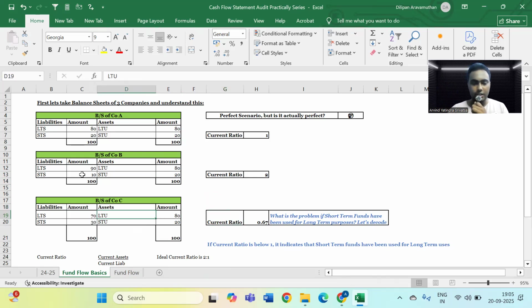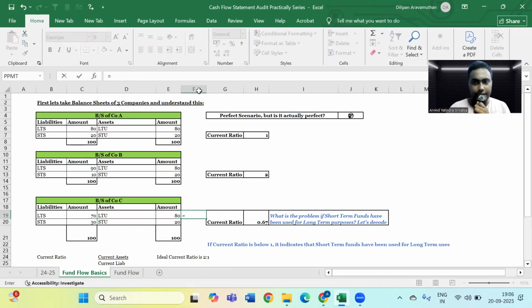Next, let's come to the third company, balance sheet of company C. Your long-term sources are 70 and your short-term sources are 30. Your long-term uses are 80 and your short-term uses are 20. So basically, if you see here, guys, my long-term sources are not able to cover my long-term uses. So basically, if you see here, there is a 10 of shortfall.